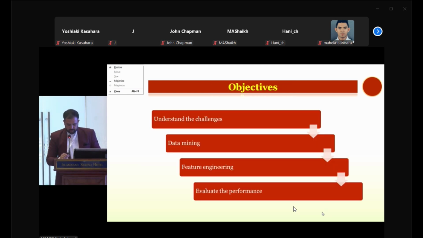The core objectives of the research study are: understand the challenges by analyzing the data of source code files, data mining to identify the error patterns, feature engineering to extract meaningful features and more authentic information, and evaluate the performance of the model based on the available features.